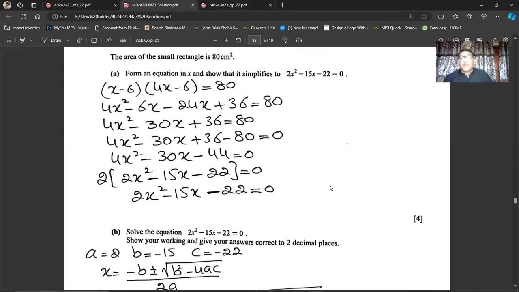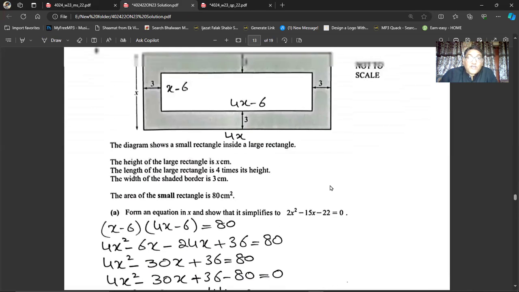Take 2 common from all of them. So 2 bracket, you will have 2x squared minus 15x minus 22 bracket close equal to 0. When this 2 goes to the other side, it will divide the 0 and the answer will be 0. So you will have 2x squared minus 15x minus 22 equals 0. So this was the equation which we had to show. And I hope you understand how we have done this.